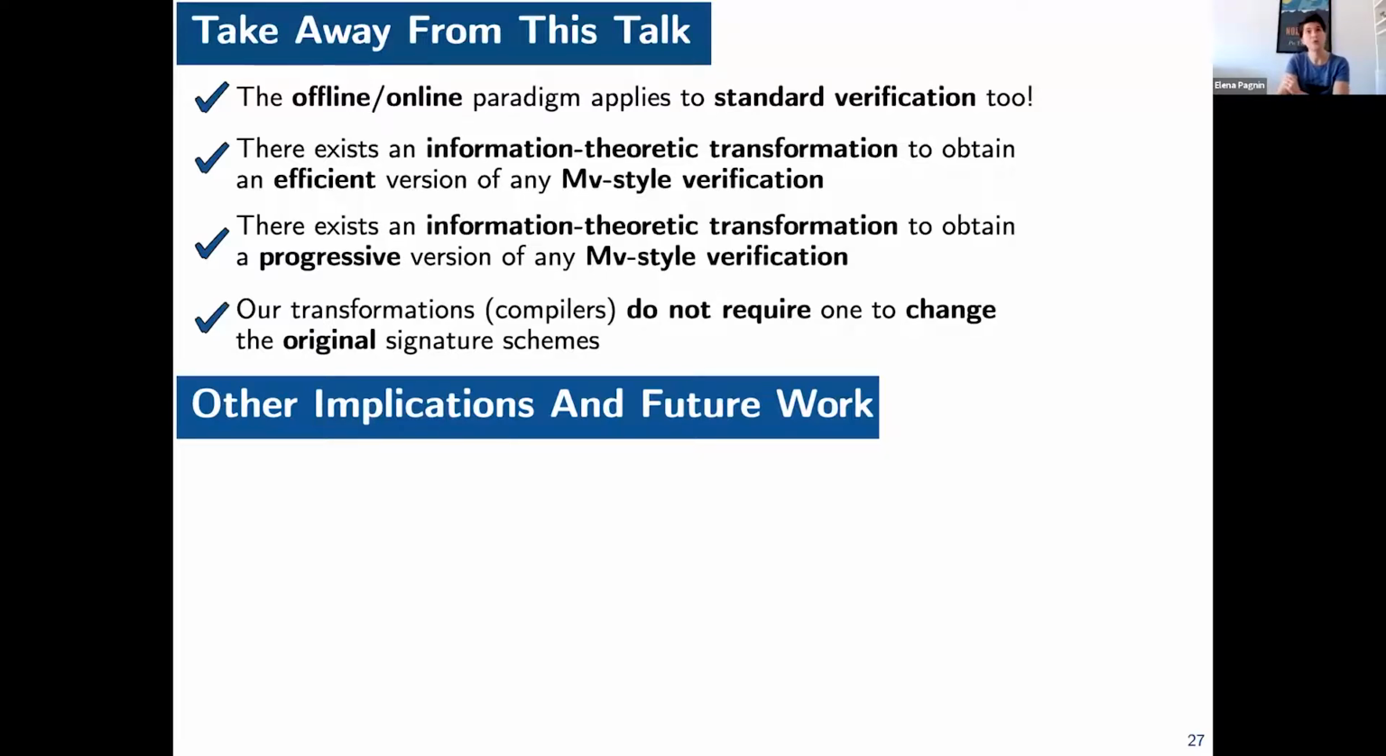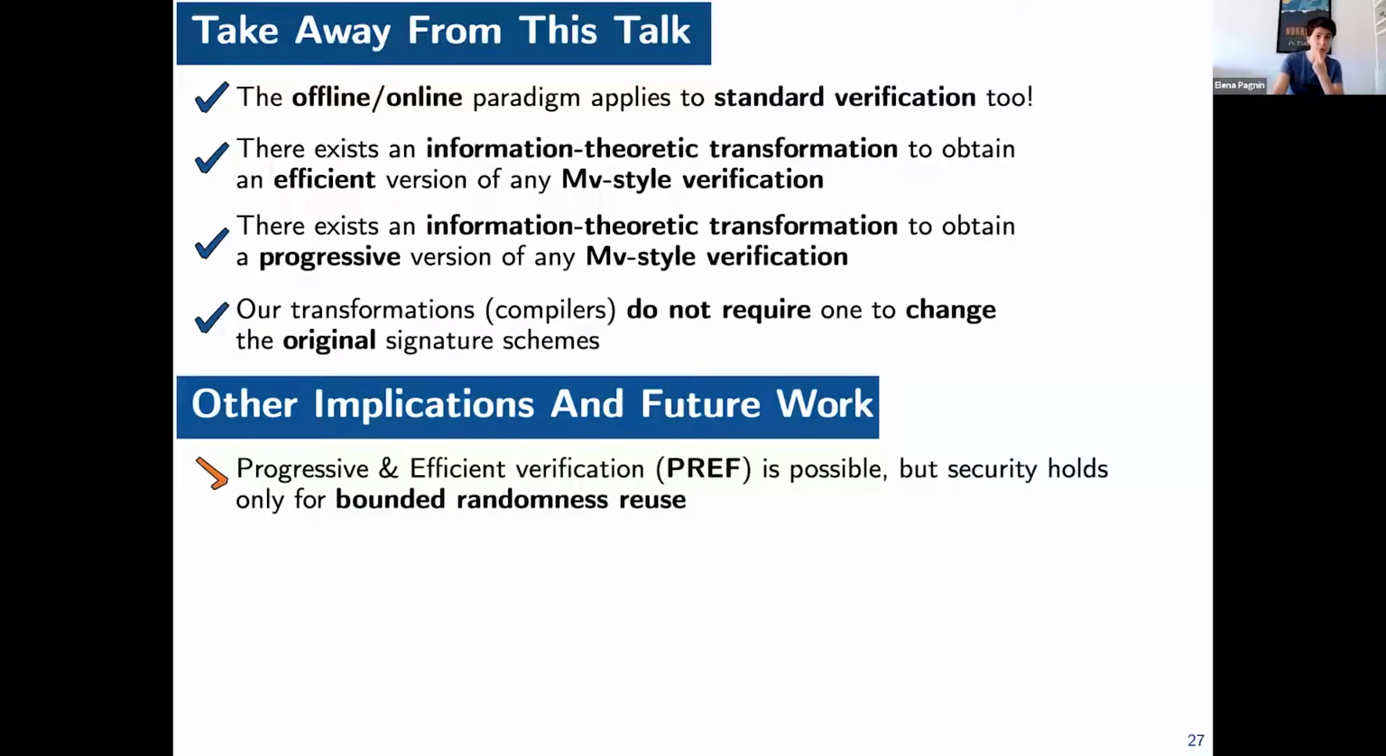So the previous approach to obtain efficient verification or progressive verification would design a signature scheme that is completely new, with a new signing procedure that would create a signature that is progressively verifiable. But we want to say, okay, what can we do with the signatures that are already there off the shelf?